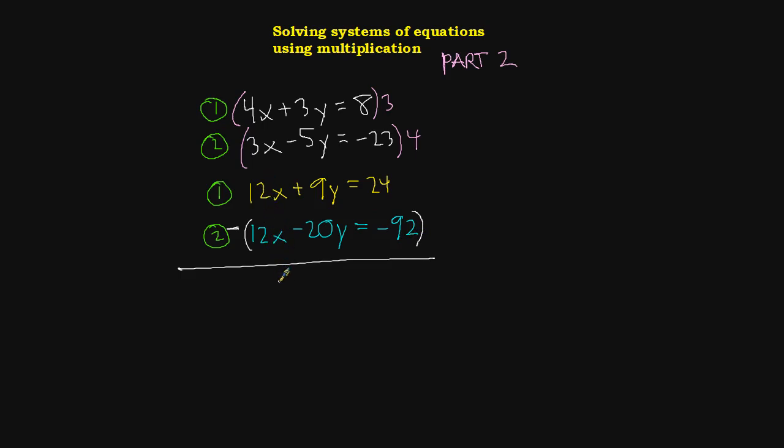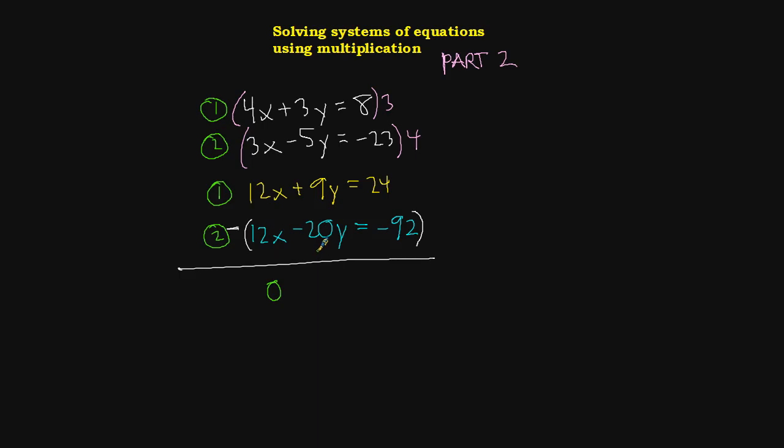12x minus 12x is 0. Blissfully 0. We love that 0. So we'll put that there. And then 9 minus a negative 20. Why don't you try it yourself, and then let's see if we agree. You can either do it by hand or with a calculator. Go ahead and pause the video.